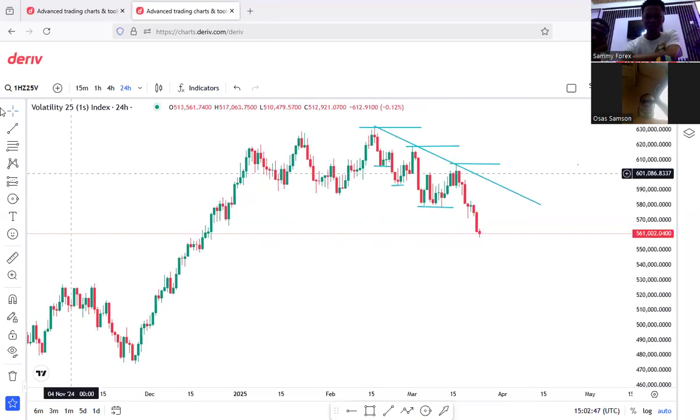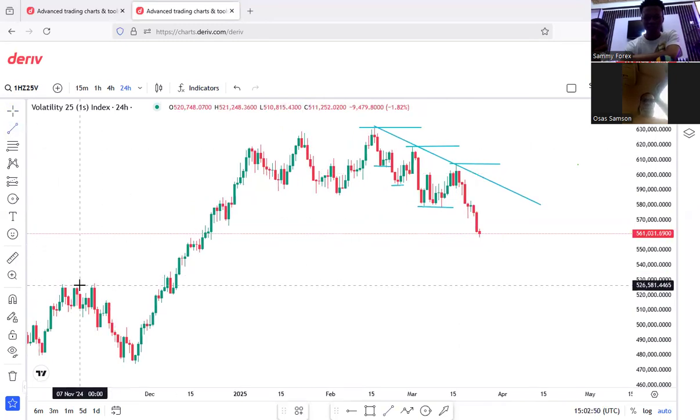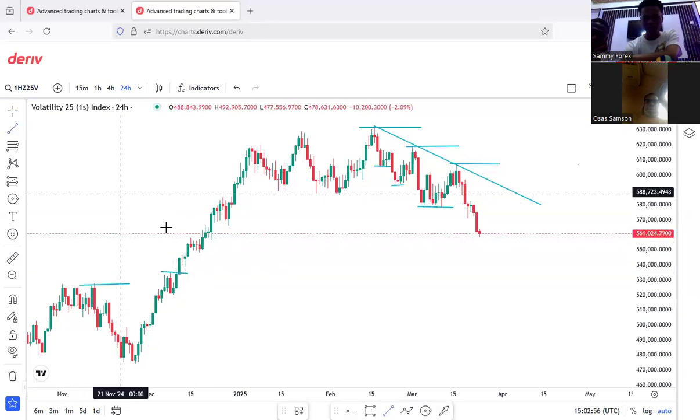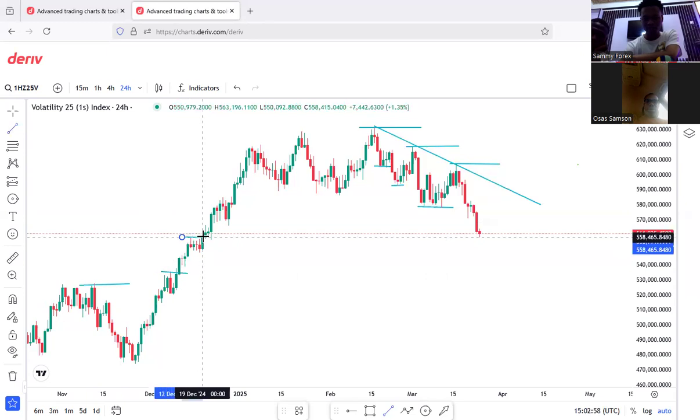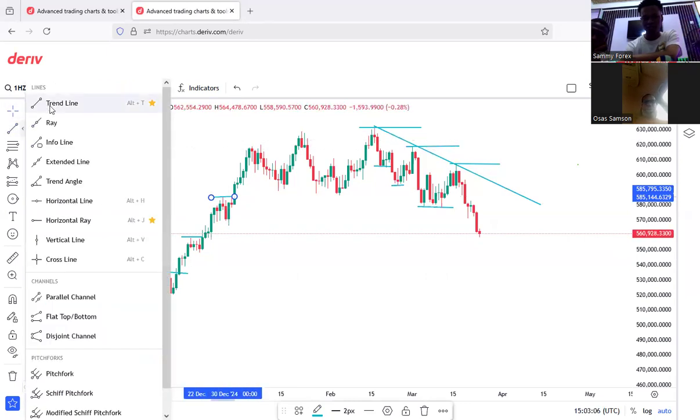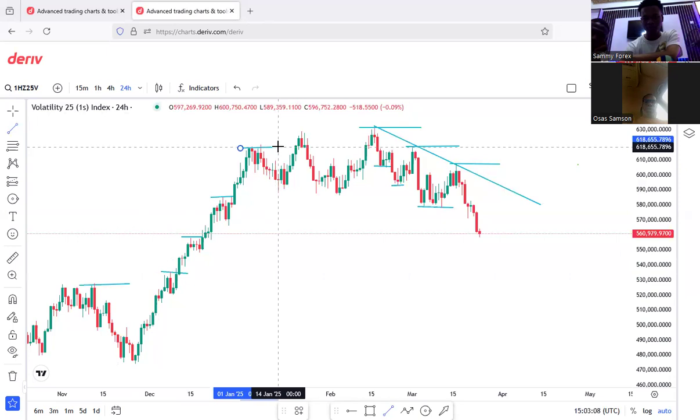So if it's an uptrend, you notice that the highs will constantly be broken. You see it, these highs being broken, this high being broken, this high being broken. This is when you can consider that price is currently in an uptrend move.